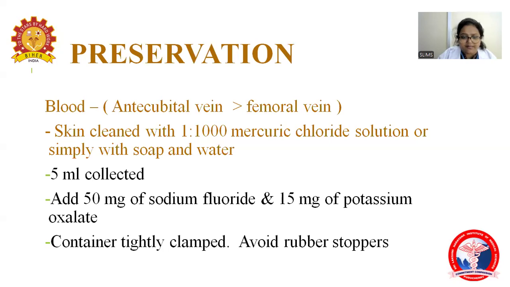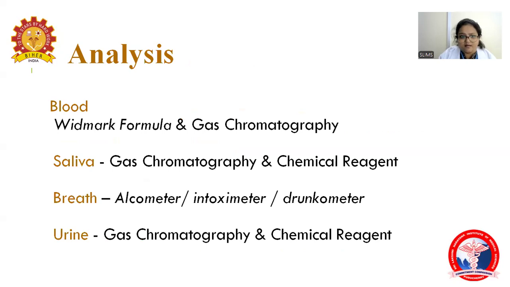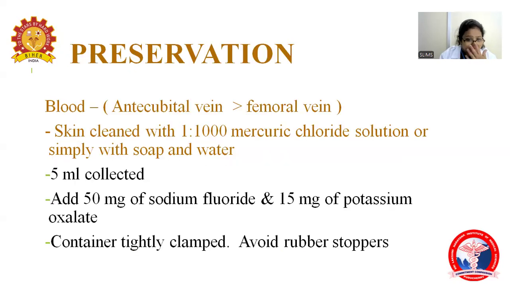And then 5 ml of venous blood has to be collected and preserved. For 5 ml of blood, 50 mg of sodium fluoride and 15 mg of potassium oxalate have to be put in the container, which is tightly clamped. Here we are advised to avoid rubber stoppers. And the preservative for urine will be thymol.